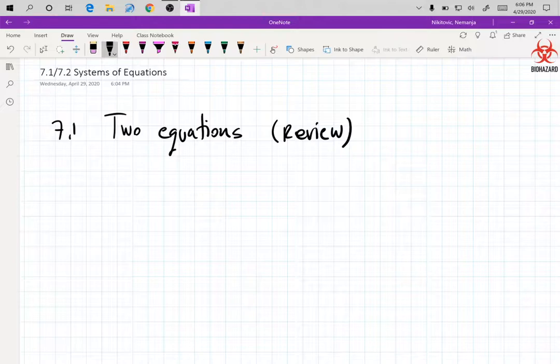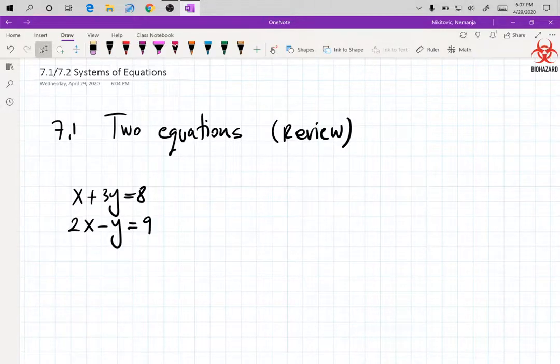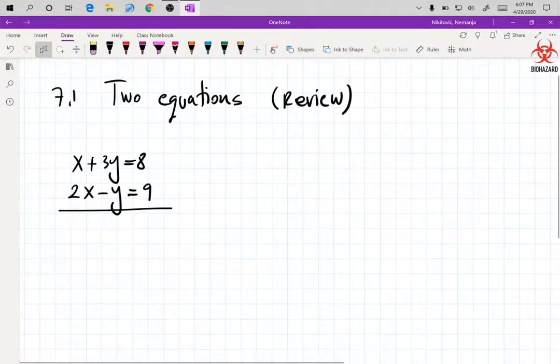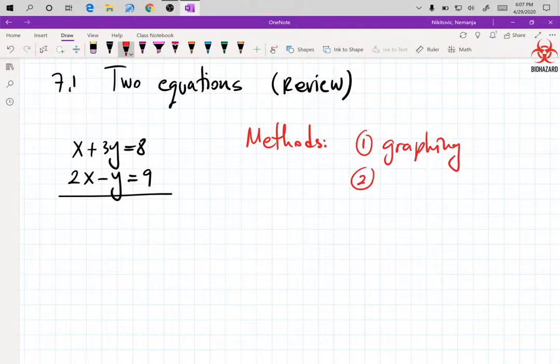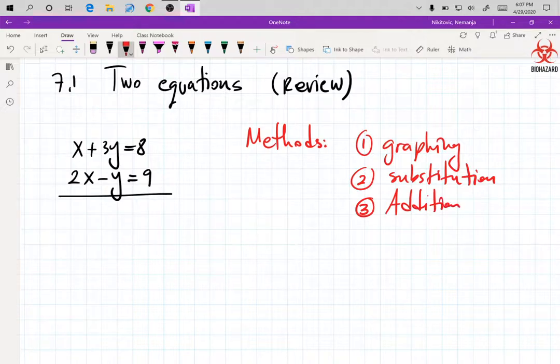So here we have, let's say, x plus 3y equals 8, and 2x minus y equals 9. So this is what we call a system of 2 equations with 2 unknown values. Those are given to us, and we have 3 methods: graphing, and then substitution, and addition, also known as elimination. So these are the 3 methods that we have.